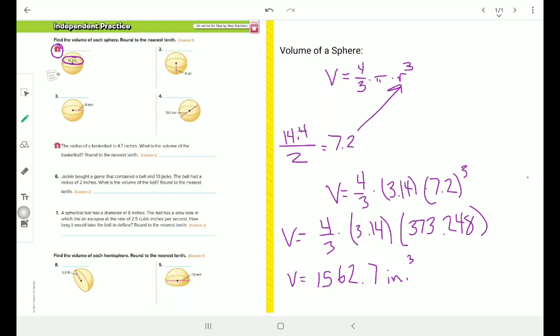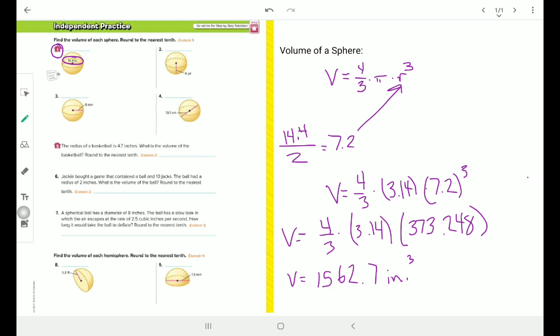Now, if I use the pi button, I would get a little bit different answer. It's going to be a little bit bigger. It's actually going to be 1,563.5 inches cubed. Like I said, I don't care which one you use. If you want to use 3.14 or the pi button, it doesn't matter. Just know that those answers are going to be different.